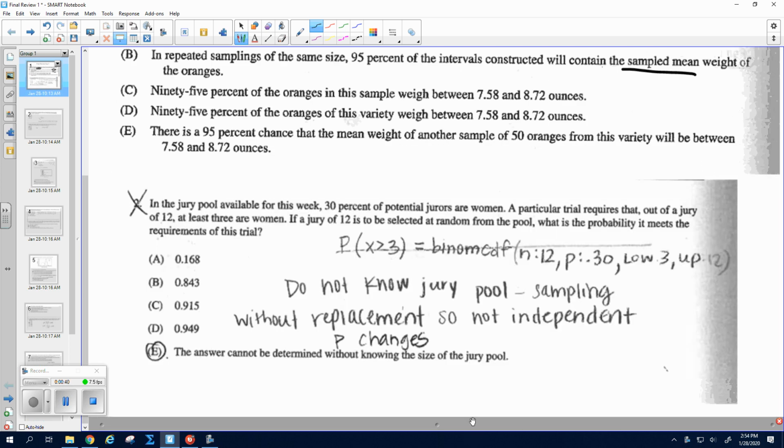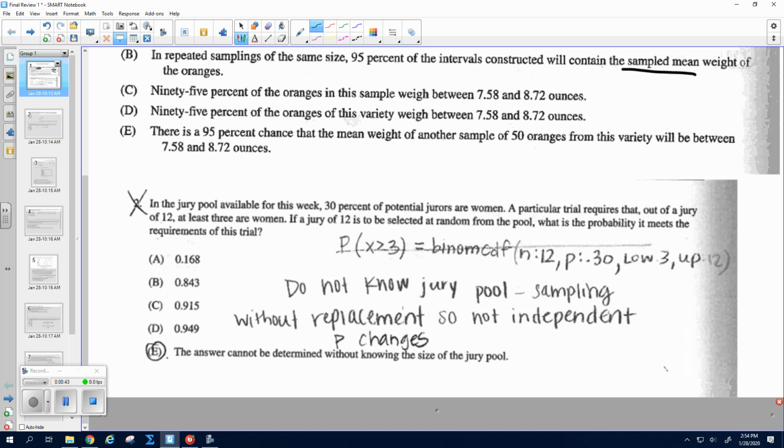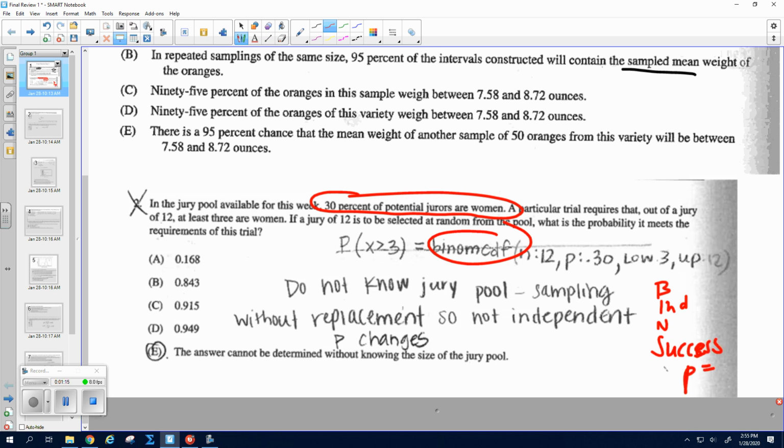Okay, number two, I was trying to do binomial CDF and then I realized that it does not meet the conditions. In order to use binomial CDF, it has to be binomial. So it is binary, however, it is not independent. The problem is that we don't know what's in the jury pool. So 30% of the pool are women, but what if the pool is only 15 women? As soon as you pick one, the percent of women changes. So not only is it not independent, but the probability of success changes every time that you draw someone. It's no longer 30%. All right, so it is E.